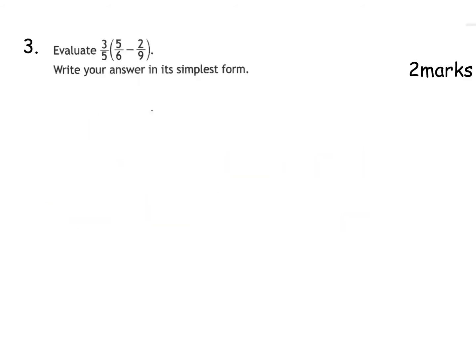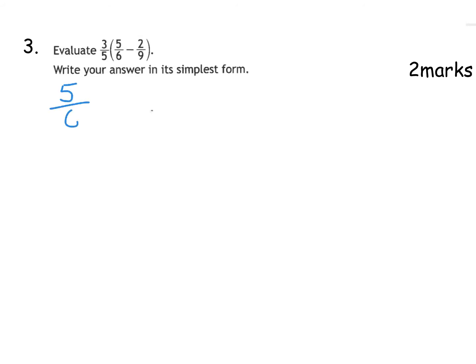Okay, for this question, normally we'd encourage you to do the bit in the brackets first and then multiply by the 3/5, but it is possible to multiply out by the 3/5 and then do the subtraction. We have seen that done in a past paper before, but I'm going to follow the rules of BODMAS and do the bit in the middle first.